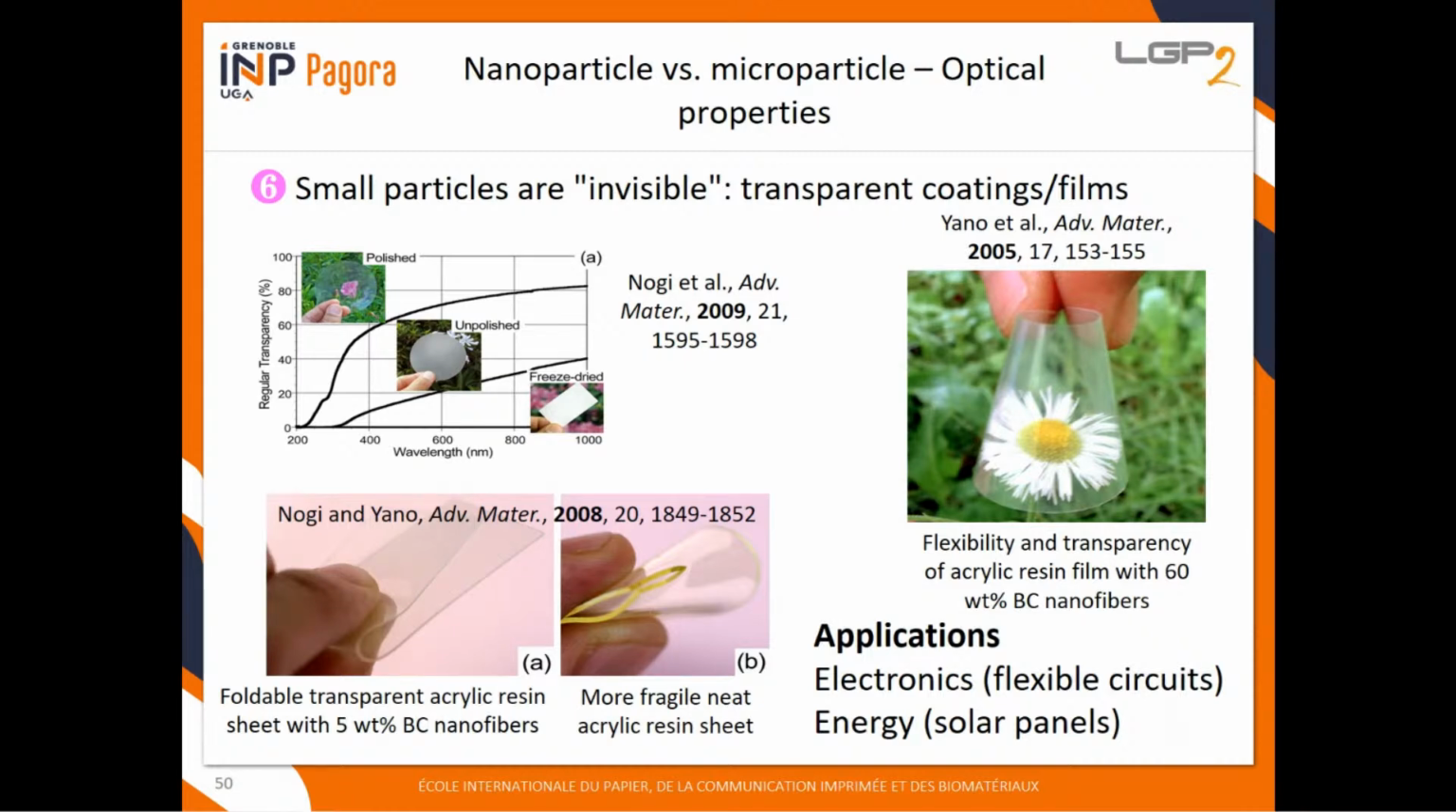And this can be done by a polishing treatment. And you can see that we obtain a transparent film that is composed of only cellulose. So it means that it's a transparent paper, or nanopaper in this case.